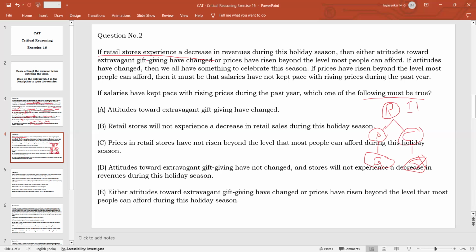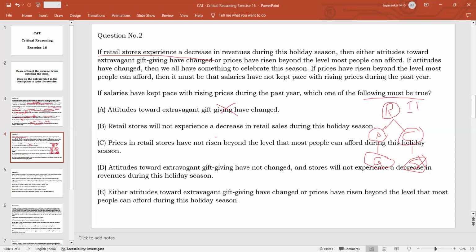So since it is a condition, you can only say that people have money, or means what? The articles are affordable to the people, and if the sales have come down, then we can say attitude has changed. But we don't know whether the sales have come down or not. It is only a condition here, because of which this statement cannot be true only because of this option. So that is why this will not be correct. I hope you got it.